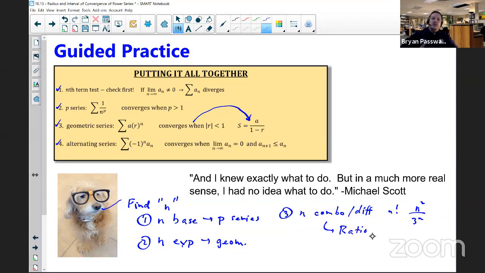But I think a really good first step when you're putting all these together is to find n in the problem. If n is a base and only a base, think p-series. If n is an exponent and only an exponent, think geometric series. And if n is a combination of things that has different roles, at the base but also an exponent, or it's got a factorial, something kind of weird going on with n, think about the ratio test. So if you think about where n is first, I think it's going to help you have a better idea of what to do on these problems.